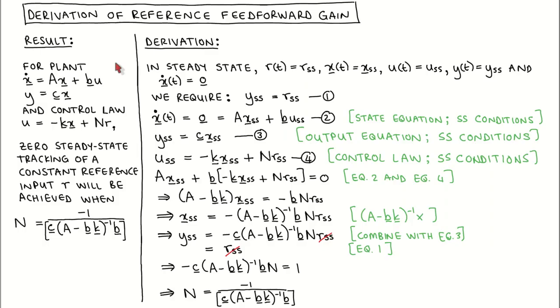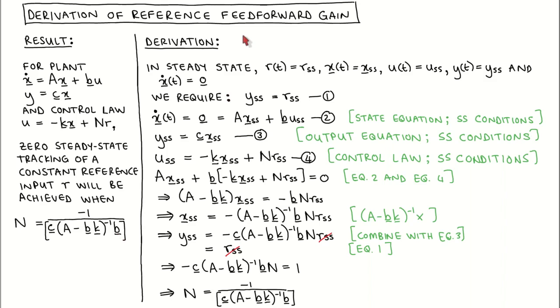We previously used the results shown here on the left-hand side. Let's quickly recap it. For the state variable plant model and the control law with state feedback and reference input, the reference feed-forward gain N that would cause zero steady-state tracking of a constant reference input R is given by -1 over C times the inverse of A minus BK times B. Let's now look at the derivation of this result.